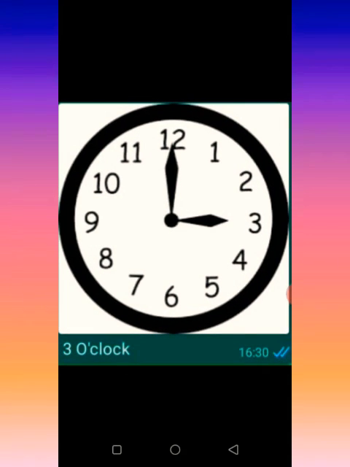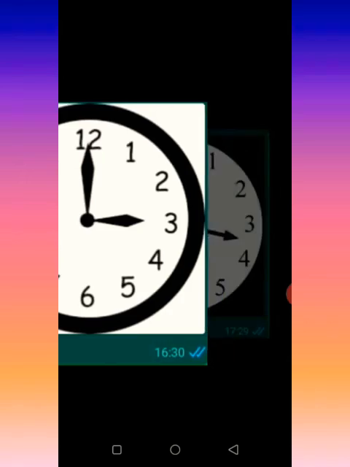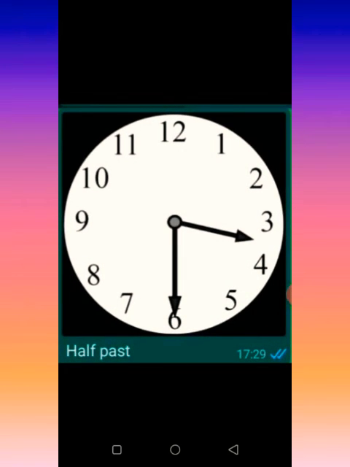Now look at this. To tell time in o'clock, our long hand is on 12 and our short hand is on 3. That's 3 o'clock. The long hand is on 12, which is o'clock. Then the short hand is on 3, which is the hour. That's 3 o'clock.